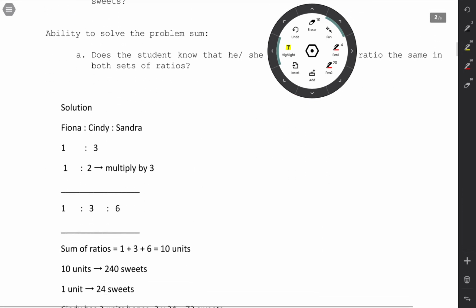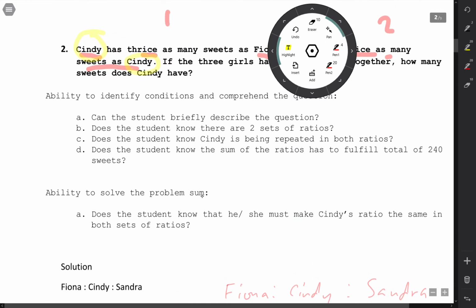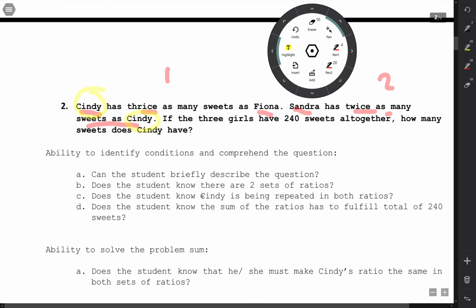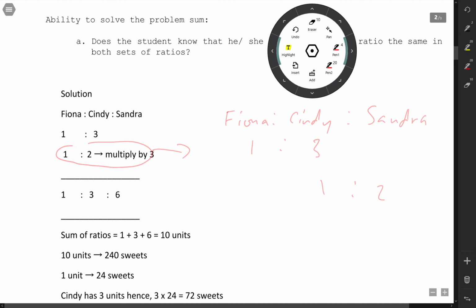And the solution over here, there's a bit of an error. This should be shifted to this side. So you actually get Fiona, Cindy, Sandra should be 1:3 and 1:2. Let's take a look. Cindy has 3 times as many sweets as Fiona. Yep. And Sandra has twice as many as Cindy. Yep. This should be the ratio.